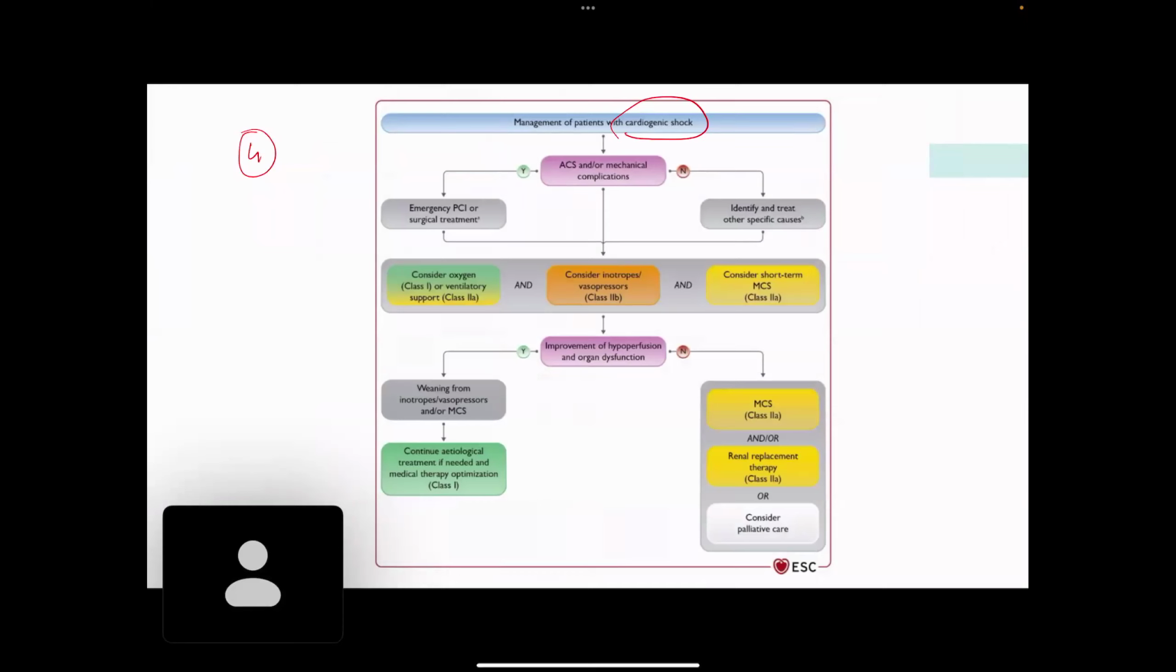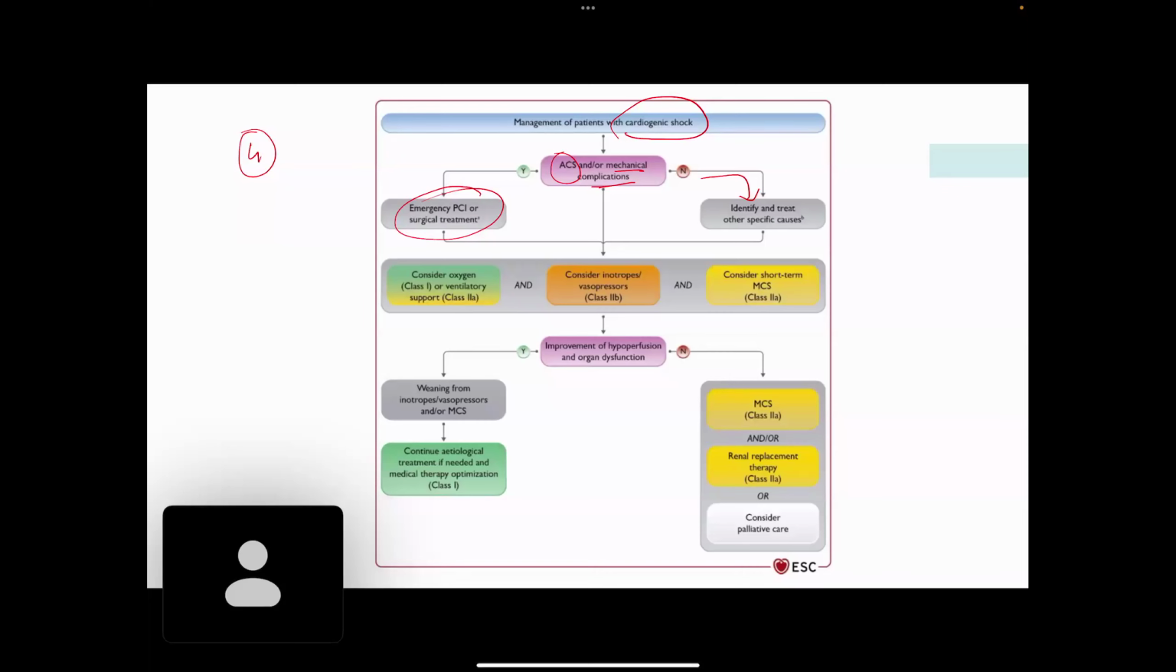Here the patients are sick. These patients are having congestion, plus they'll have hypotension. First thing again, rule out any acute coronary syndrome or mechanical complication. If there is any acute coronary syndrome like MI or mechanical complication, send him for immediate PCI or surgical repair. Once these two things are ruled out, then comes the heart failure management.